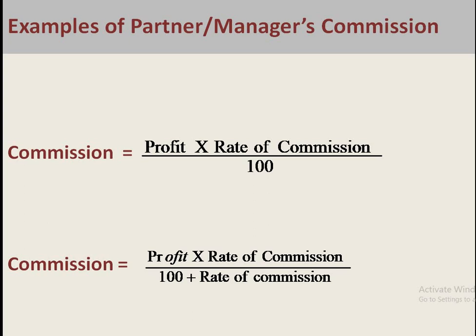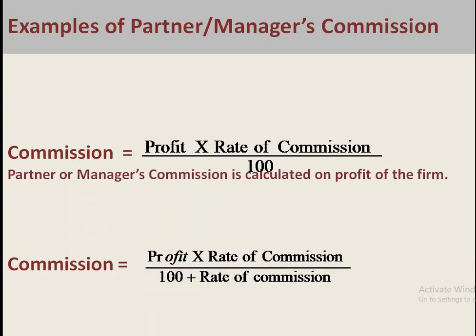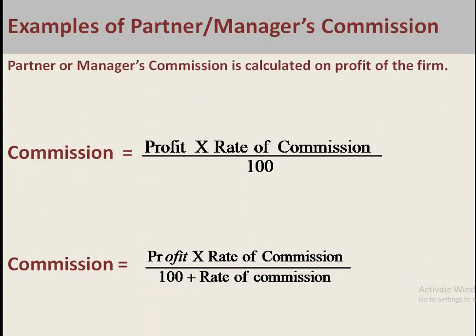Now there are two ways of calculating commission. It depends. Very first, the partner's or manager's commission is calculated on the profit of the firm. Yes, mostly the rate of commission. Suppose 5% commission is payable to the manager. 5% of what? Then the firm's profit. Otherwise 10% commission is payable to partner A. Then 10% of what? The firm's profit. So normally commission is calculated on profit.